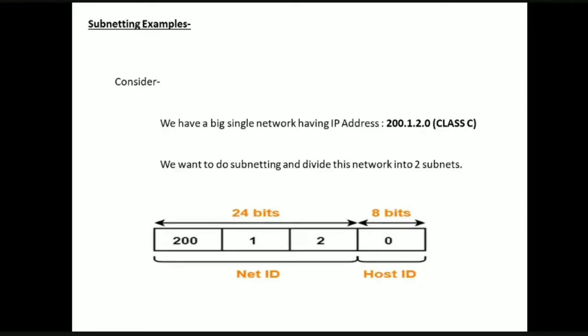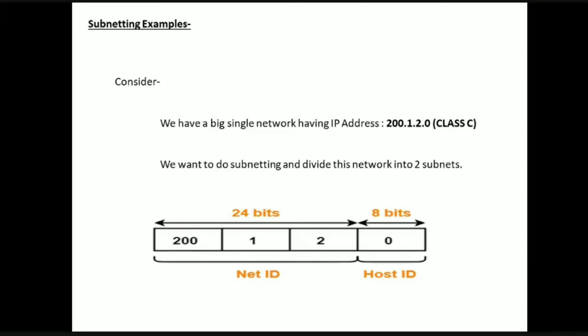Now, let us see the subnetting example. Very, very important, so please concentrate more. Let us say we have a big single network with IP address 200.1.2.0. Which class does this IP address belong to? It belongs to class C because it is within the range of class C. Now, we want to divide this single big network into two subnets. That is, we want to divide the complete network into two subnetworks.